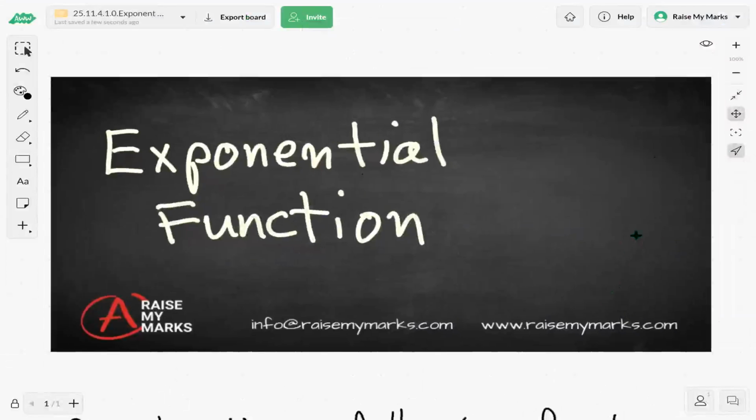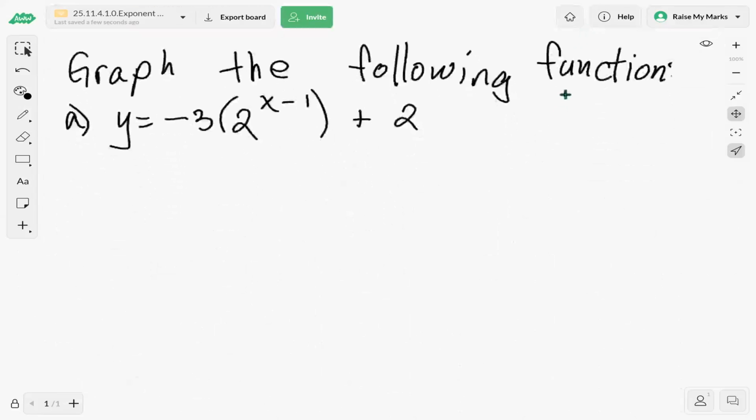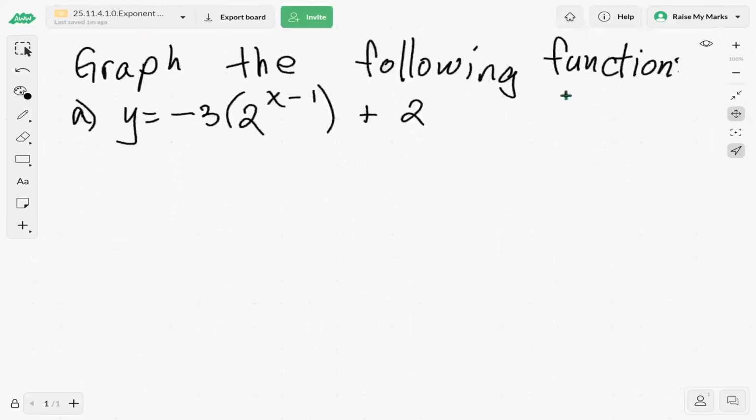So in this video, we're going to look at graphing the exponential function, and in particular, transformations applied to the exponential function. So here we're asked to graph the following function. Our function is y equals -3 times 2 to the power x minus 1 plus 2. So the first step is to determine what our base function or parent function is. In this case, our parent function is y equals 2 to the power x.